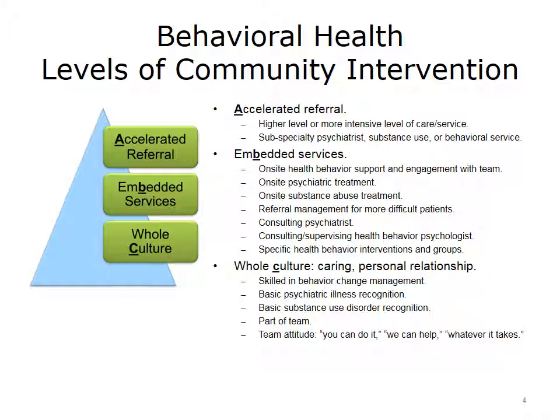Whole culture, the C in this ABC model, refers to creating a culture of caring within the team caring for these complex patients. The team needs to be skilled in behavior change management. They need to be able to recognize psychiatric illnesses and basic substance use disorders. And they need to have a team attitude. They need to be willing to do whatever it takes to help patients with their behavioral, substance, and mental health issues. And the team needs to communicate that attitude to one another as well as to the patients.